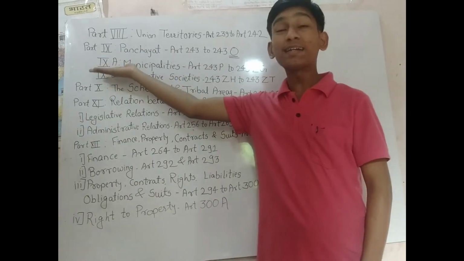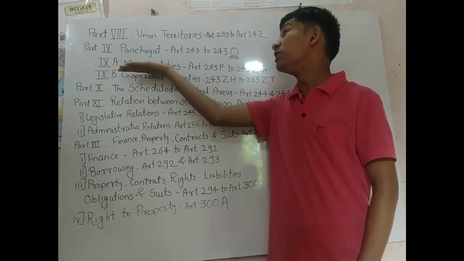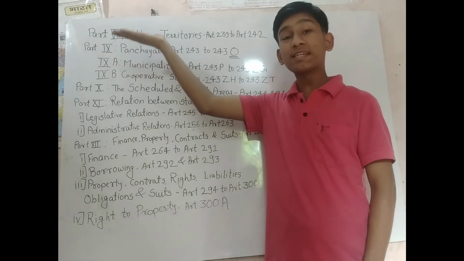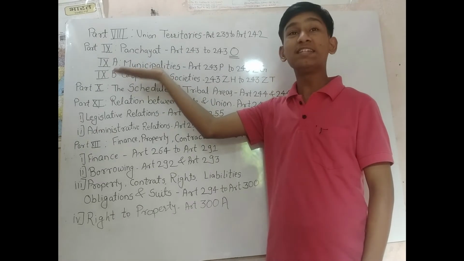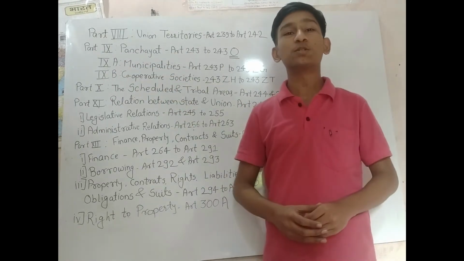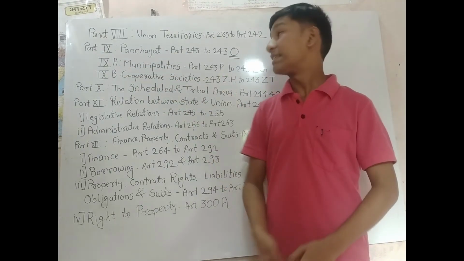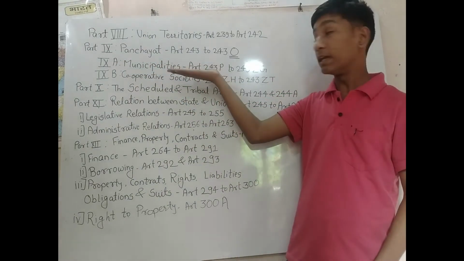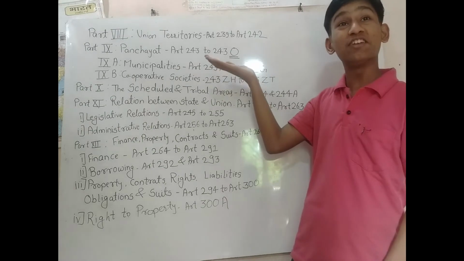Next, it is part 9A regarding the municipalities. In the same way as the panchayats, every single piece of information regarding municipalities, their functionaries, their establishments, everything is given in this part 9A, lying from Article 243P to Article 243ZG.